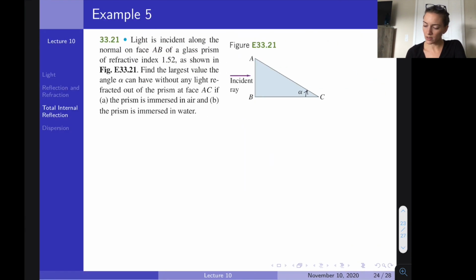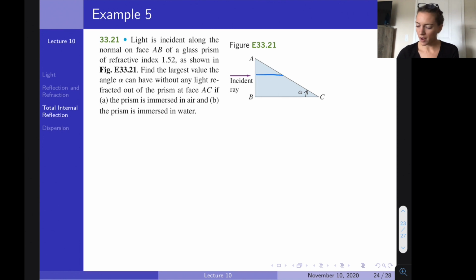Okay, so now let's do one more example with total internal reflection. Here we have light incident along the normal face, so it's incident right here. We have a prism of refractive index 1.52. Find the largest value the angle alpha, this angle down here, can have without any light refracted out of the prism at face AC. So the light comes in like this, hits this interface right here, and then we want it to be totally internally reflected and just reflected back this way, none of it coming out.